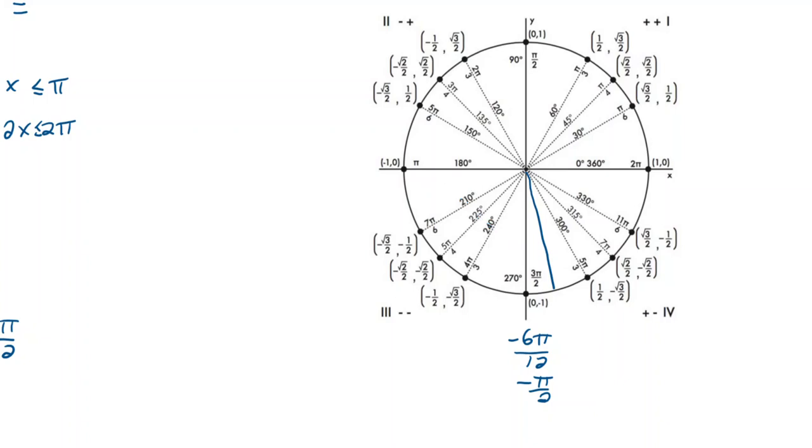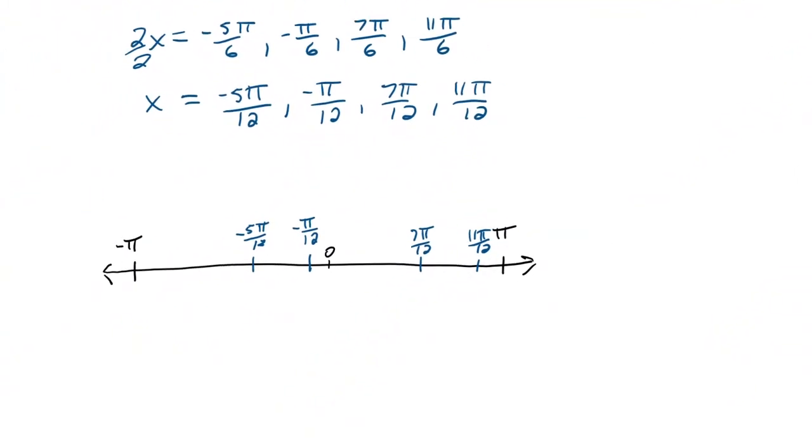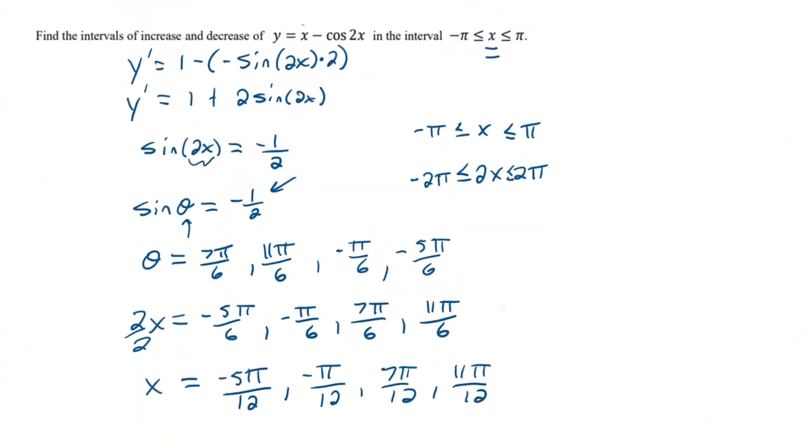Okay, an easy one to check would probably be straight down. Let's check at negative pi over 2. So for that one, if we use our equation, when we took our derivative, we were here. So we want to see what this comes out to.